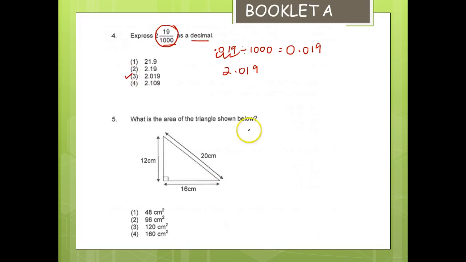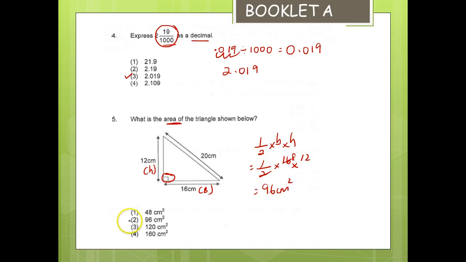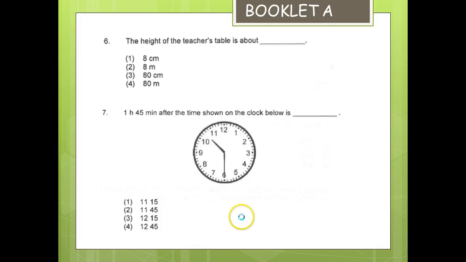What is the area of the triangle shown below? So I know I need to find the area of the triangle. I need to look for the right angle. So this is my base and this is my height. The area of a triangle is half times base times height, which is half times 16 times 12. The answer is 96 cm square, which is option number 2.